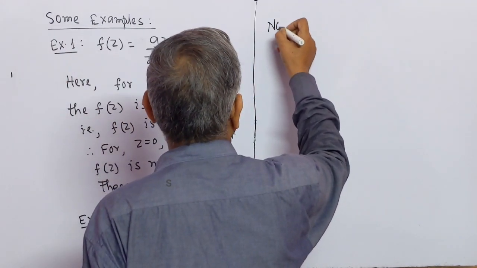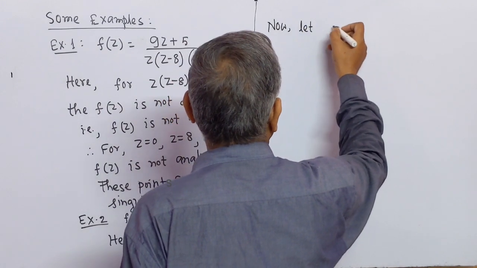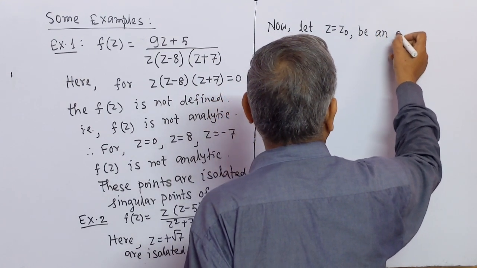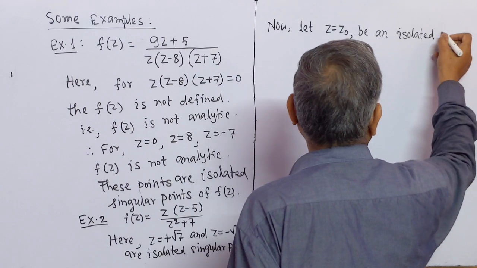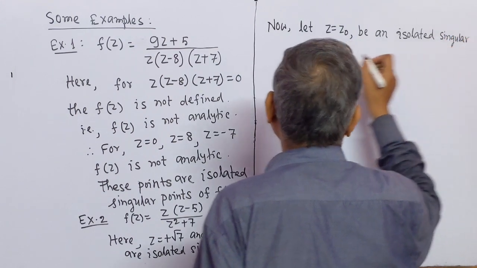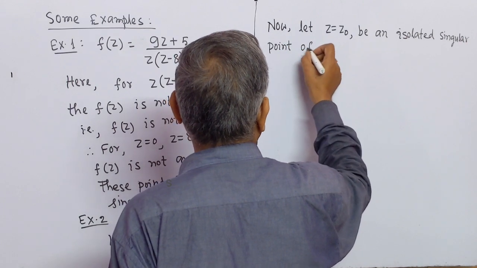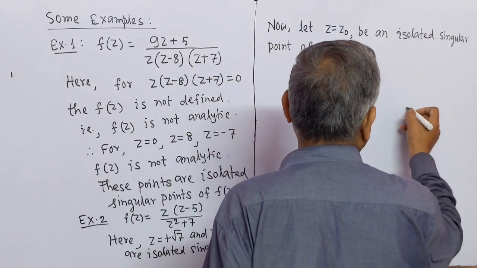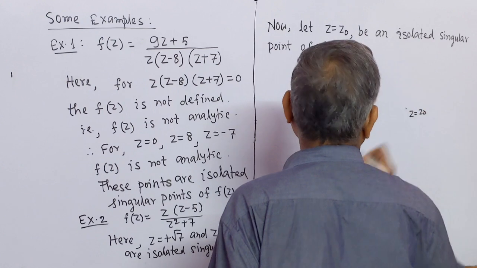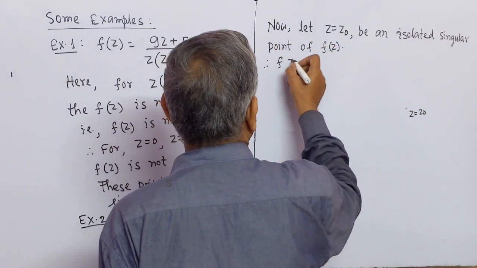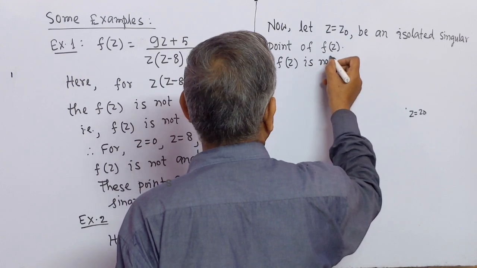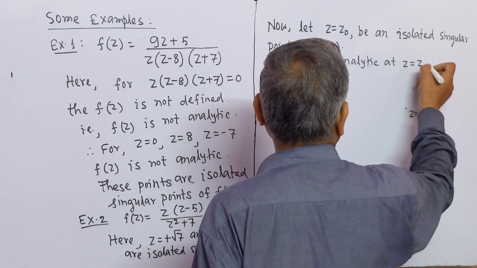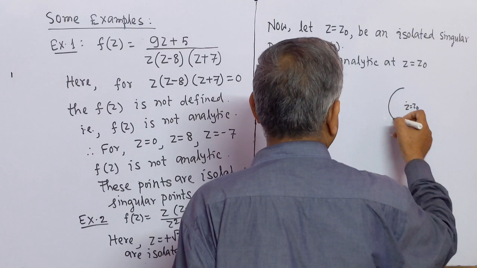Now let z equal to z naught be an isolated singular point of f(z). Let this be z equal to z naught. Therefore, f(z) is not analytic at z equal to z naught. Let us draw a small circle.